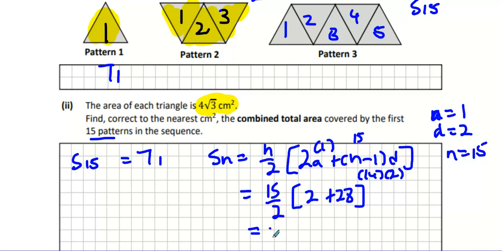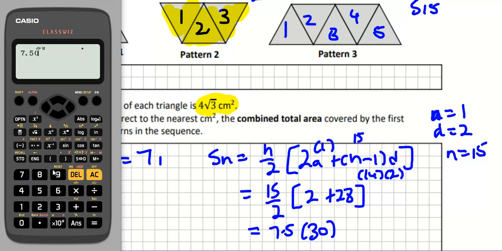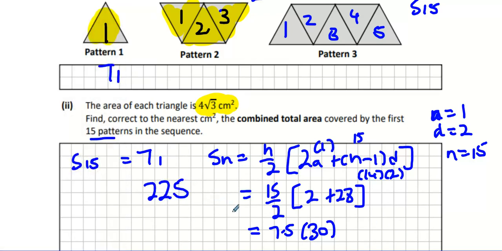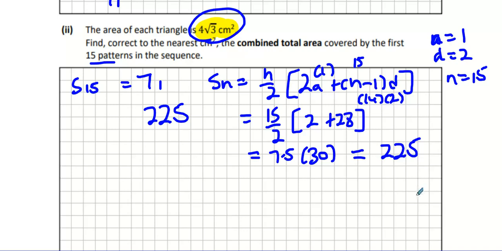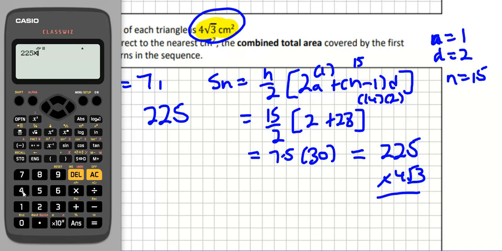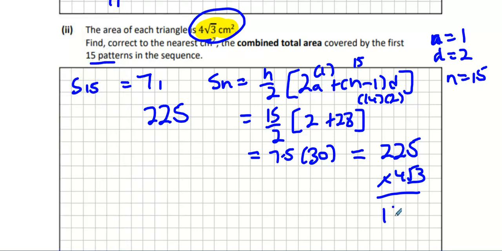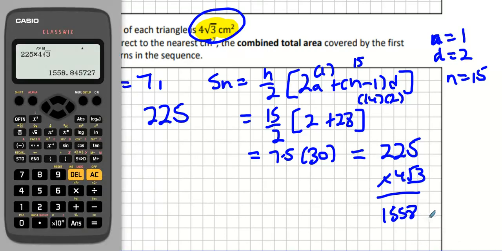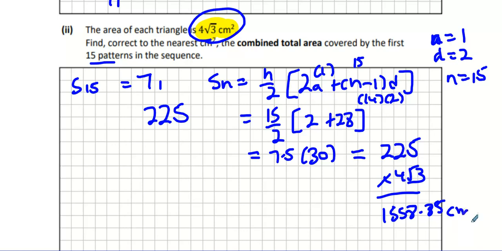It's going to be 15 divided by 2, which is 7.5, multiplied by 30. You can put it all in the calculator straight away if you want. I actually found it quicker to do this. And you're going to get 225. It's 225 triangles. Okay? And each triangle has an area of 4 root 3. So we're going to multiply this by 4 root 3. So 225 multiplied by 4 root 3, and we should get an answer of 1558.85 centimeters squared.